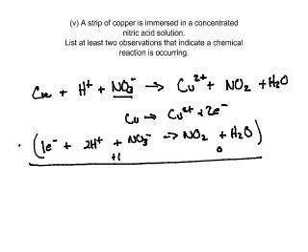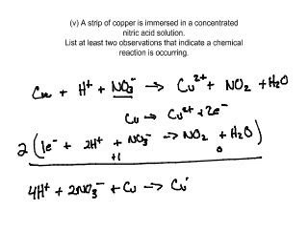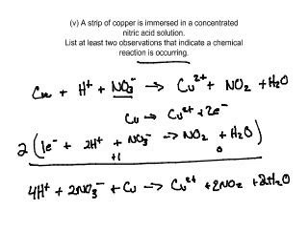Now, to add these, I'm going to have to multiply this reaction by 2 so I can get my electrons to cancel. So that's going to be 4H positive plus 2 nitrates plus copper goes to copper, 2 positive, plus 2 NO2 plus 2 H2O. All right, list at least 2 observations that indicate a chemical reaction is occurring.